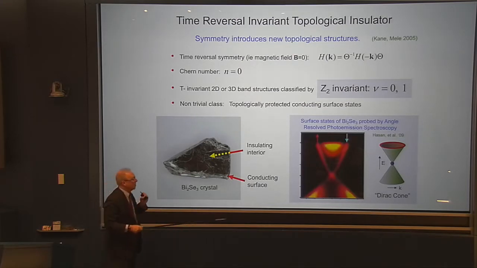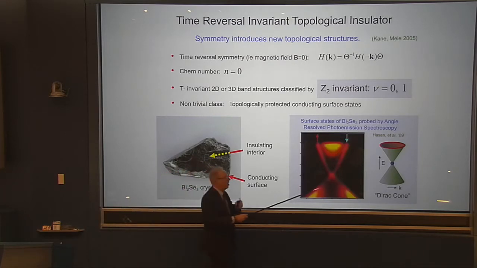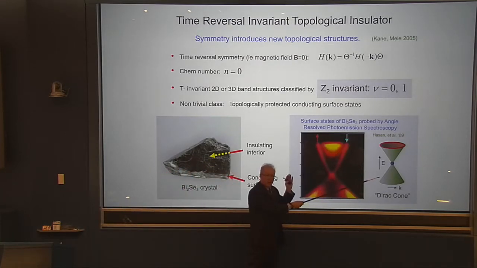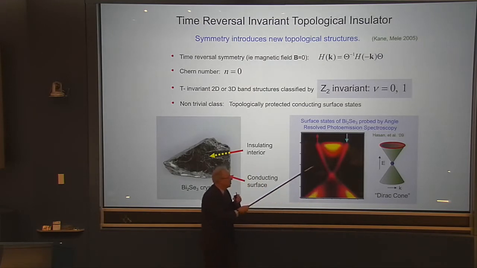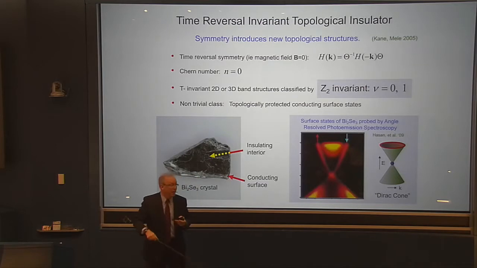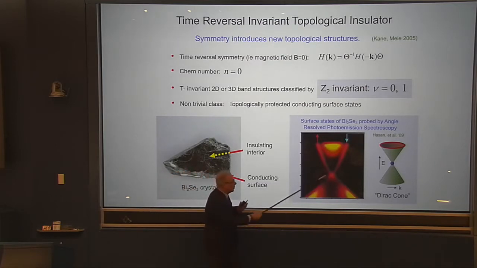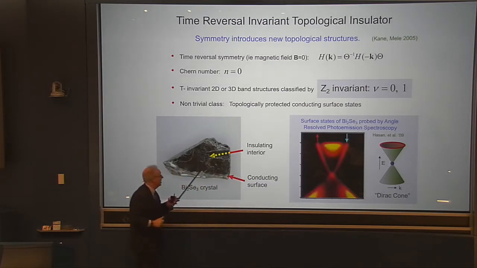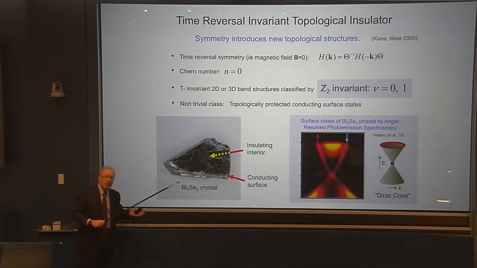In particular, in its electronic structure, it has what we call a Dirac cone on the surface. I don't want to get into what that means, but this is a picture of the electronic structure of bismuth selenide, done by angle-resolved photoemission spectroscopy. And what you can see is it has a perfect Dirac cone. So this topological insulator has really come to life in the real world.